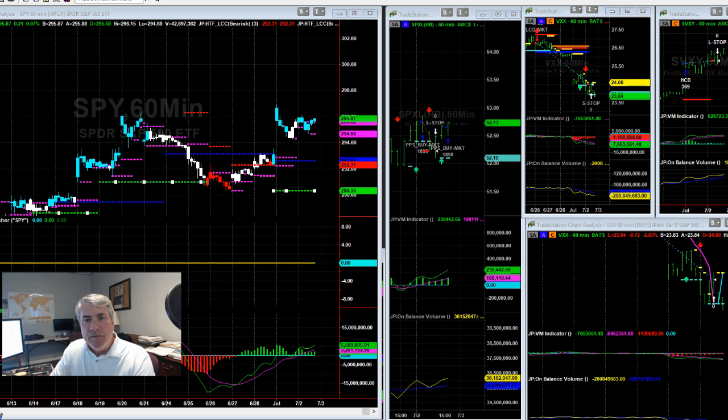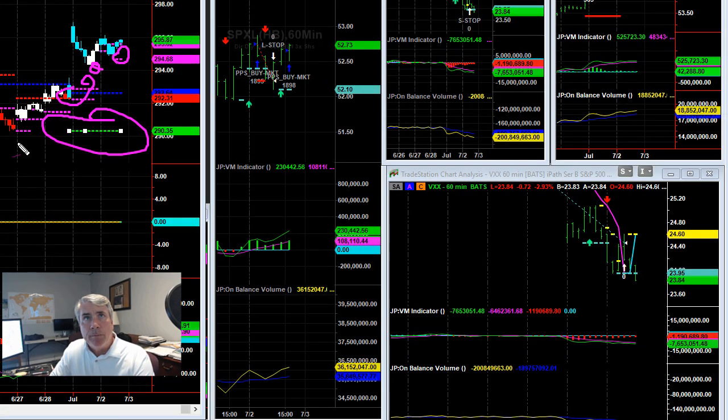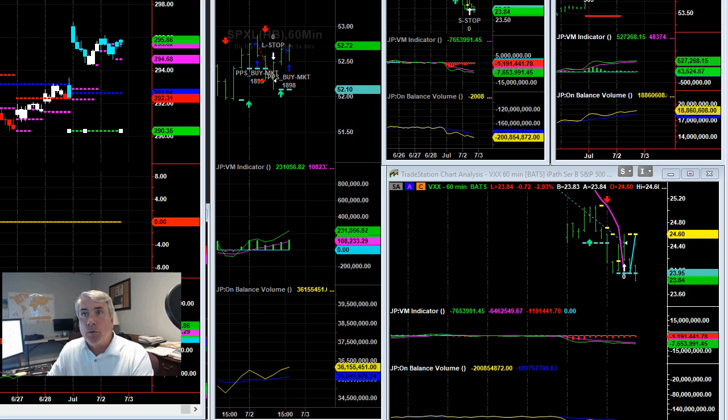Just to give you an idea, this is the higher time frame support. These fuchsia colors are the shorter term time frame support. And until support's broken, you stay on the long side of this market. So that's the S&Ps. Now let's see what else is on your screen that you're looking at.